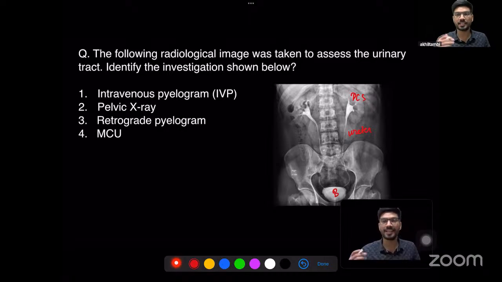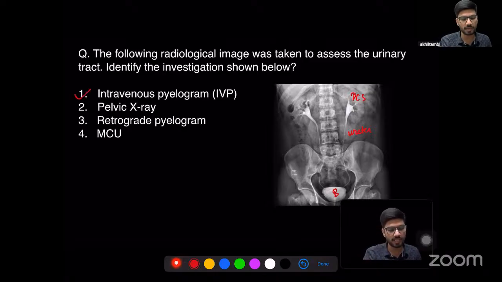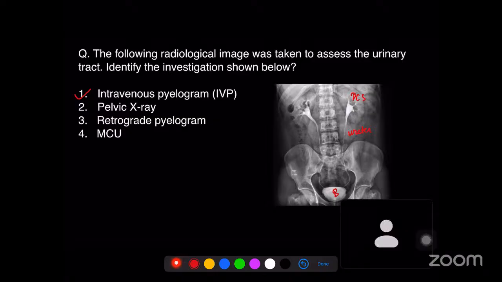So if we inject the contrast IV, then the entire pelvicalyceal system, ureter, and bladder will be filled with the help of the dye. Okay. So if they are filled with the help of the dye, that means we have given the contrast IV and it will be IVP. In X-ray, nothing of this sort will be given. Then there is retrograde urethrogram and retrograde pyelogram.